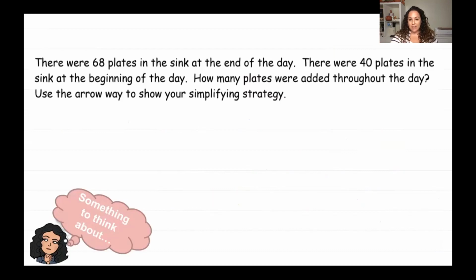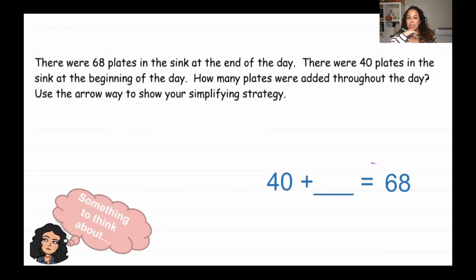All right. I have 68 plates in the sink at the end of the day. That means that's all I had. Altogether, I had 68 plates. So I had 68 plates at the end of the day. That's kind of like my sum, because when I started the day, I had 40 plates. It's kind of like you went to bed and you didn't wash dishes. So you started with 40 plates in the sink, and then I still didn't wash dishes throughout the day. So I still have, right here. And then at the end of the day, I had 68 plates. So how can I figure that out?